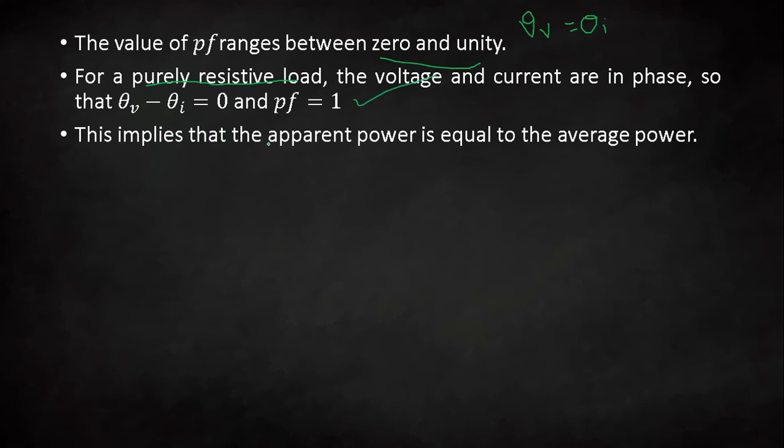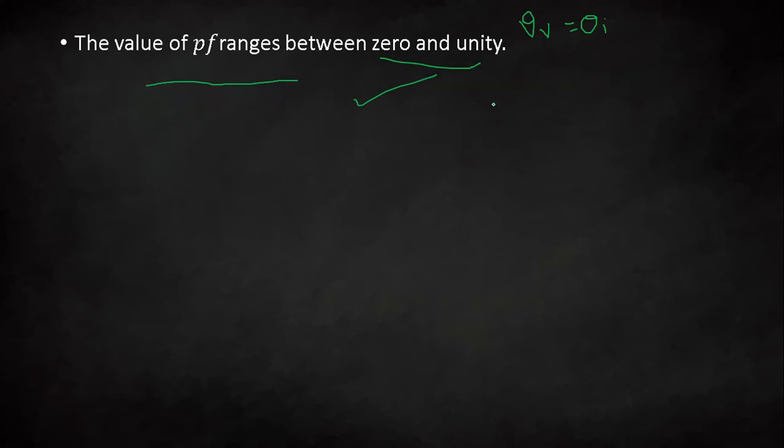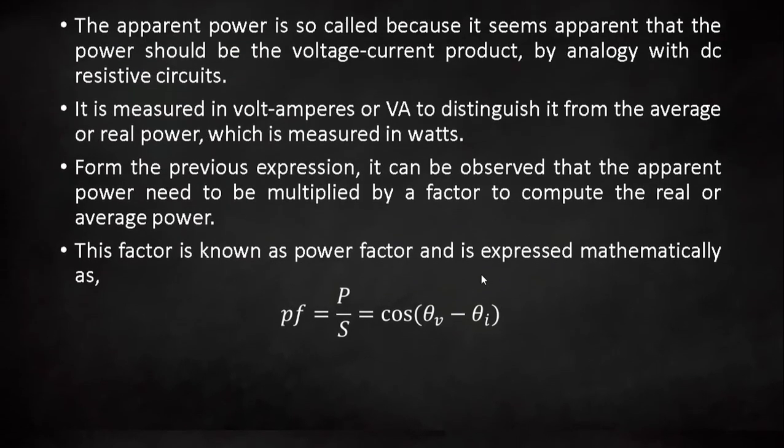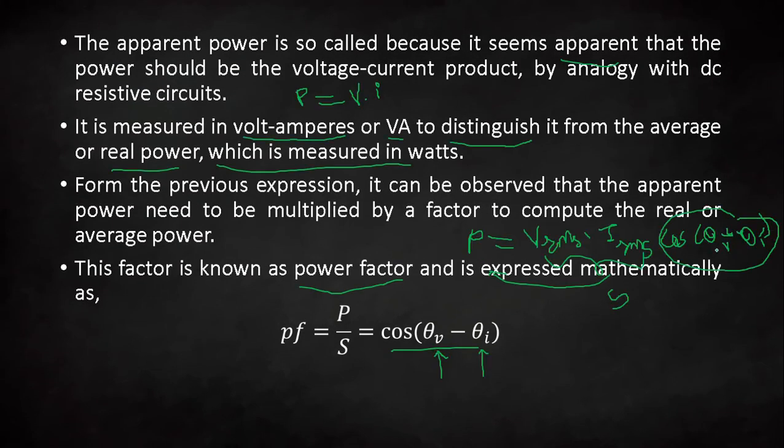So this implies that the apparent power is equal to the average power. In this equation you can see that when theta V is equal to theta I, cos of 0 is equal to 1. In that case, P, that is active power or average power, will be equal to your apparent power S. So P and S will be equal when the power factor term is equal to 1.